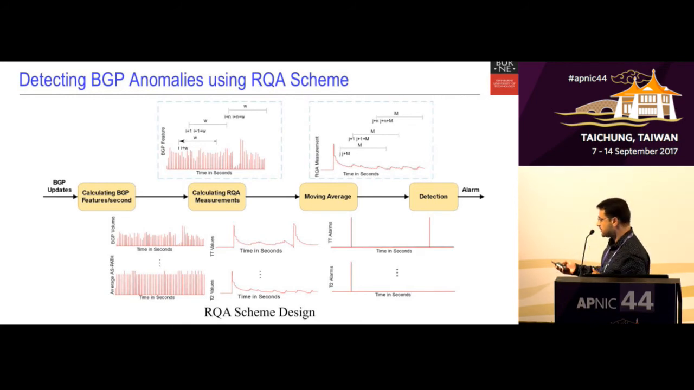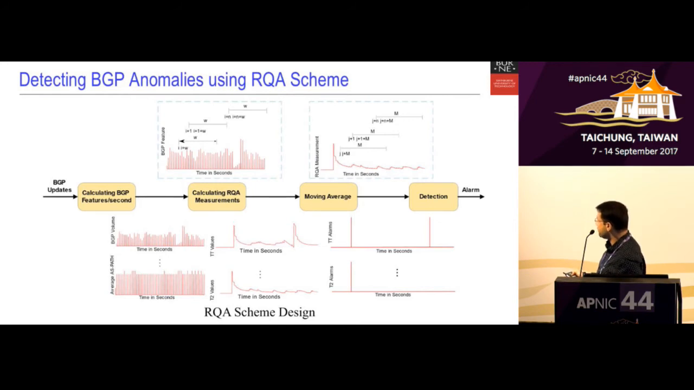The input of my detection scheme is a series of BGP traffic sent by the BGP speaker that is intended to be monitored. Then we calculate BGP features. We focus on two main BGP features, which are BGP volume, meaning the number of announcements and withdrawals per second, because we are looking to detect BGP anomalies as they happen at that second. Then we calculate the RQA measurements for each of these BGP features individually, again per second.